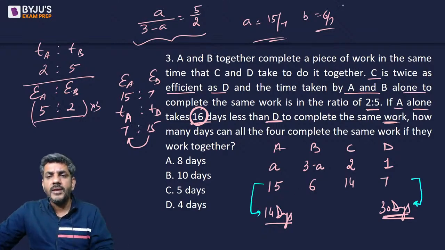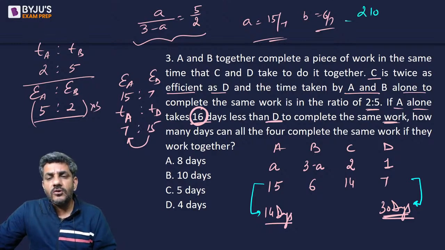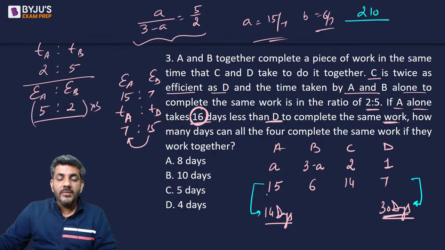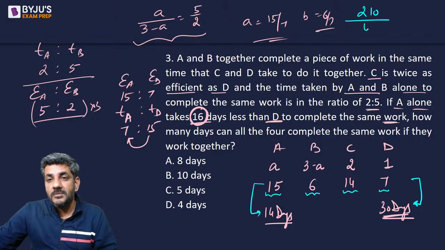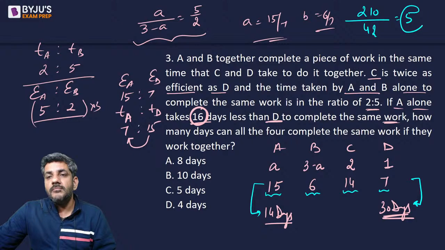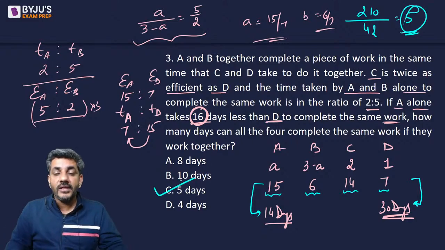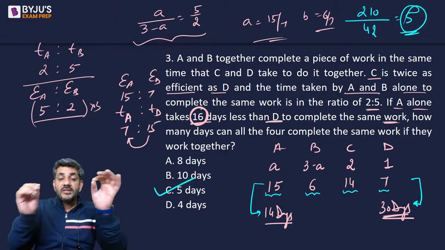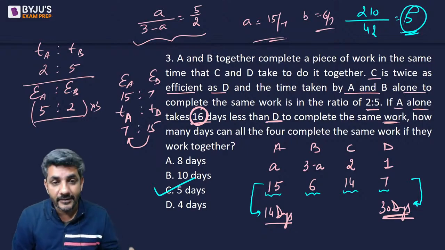15 into 14 कह सकते हो, जो भी आपका मन करे. 30 into 7, 210 is the total work. और सब मिलके काम करेंगे तो 15 + 6 = 21, 21 + 21 = 42 units बनाएंगे. So the work would be completed in 5 days. So C option becomes the right answer without taking any variable here.